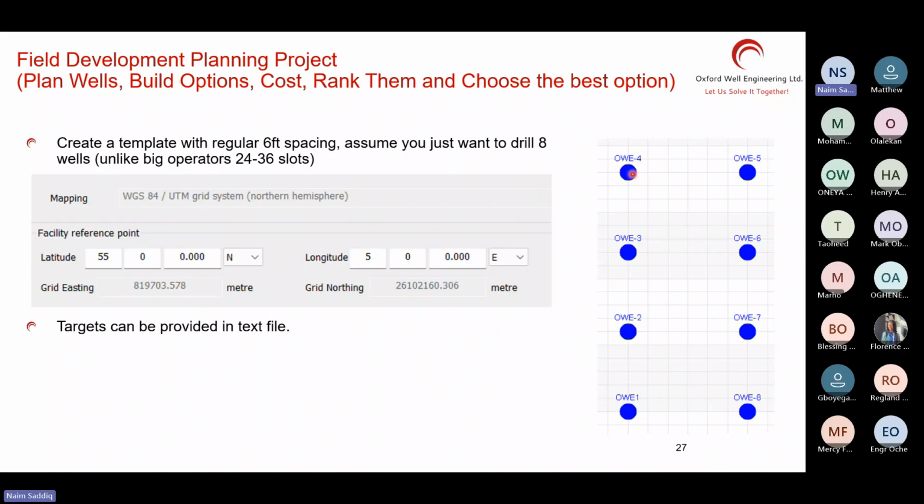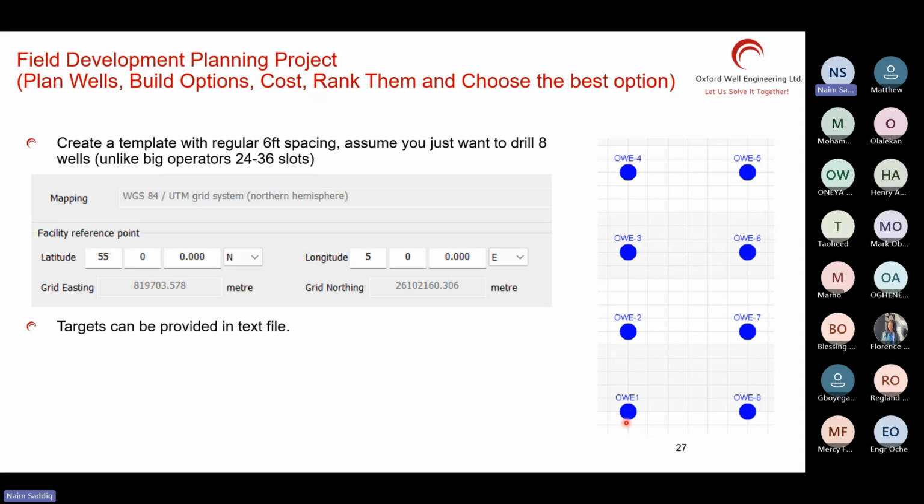These slots are the start of wells. The rig will drill OW1, finish the well, hit the target, move on to OW2. In the same fashion, it keeps crawling and moving, drill all 8 wells.